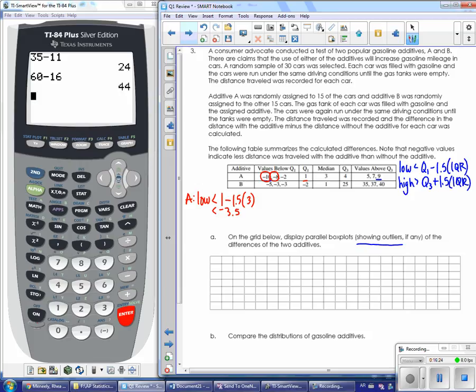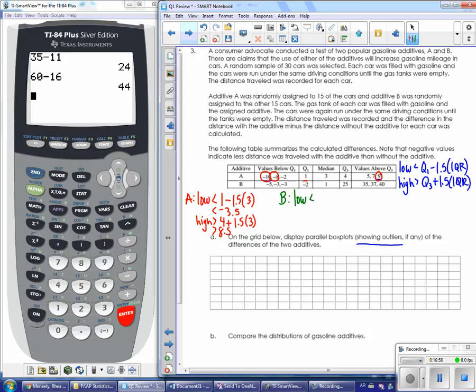Now I want to check to see if I have any high outliers. For my high outliers, I start with Q3, so that's going to be 4 plus 1.5 times my interquartile range, which is 3. So I'm looking at 4 plus 1.5 times 3, which gives me 8.5. So I'm looking for any values that are greater than 8.5. And that leaves me with 9. I want to do the same thing with additive B and see if I have any outliers in additive B.